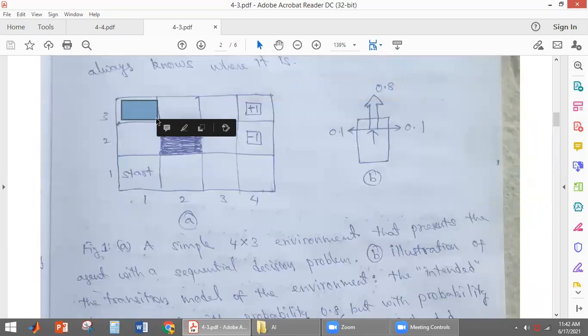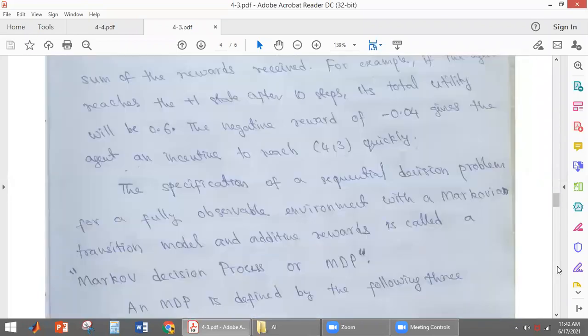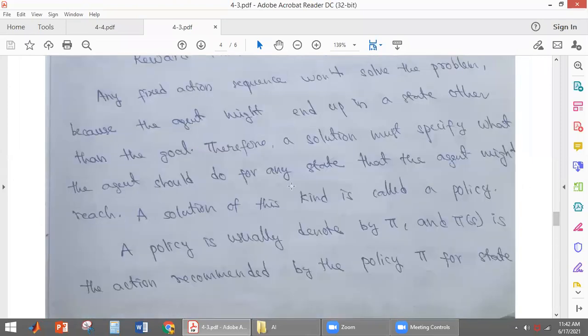What is the state here? It is 1, 3. Once the agent has reached this state, the solution tells what action the agent has to take in that particular state, instead of giving the total solution. So the solution for each and every state will be given. That solution is called policy. So a solution of that kind is called what? Policy.